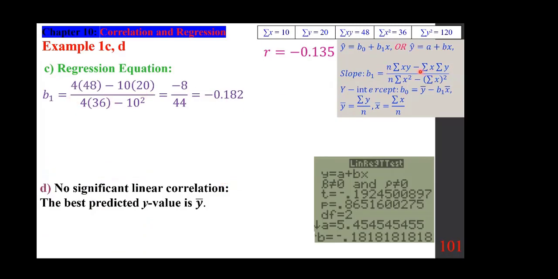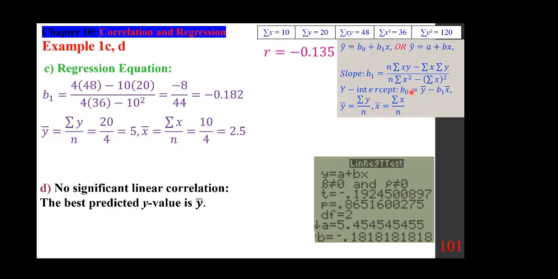n is 4, summation of x, y is 48, and so on and so forth. Here's b sub 1. Now, what about b sub 0? Take a look at the formula for b sub 0. For b sub 0, we need y bar. We also need x bar before we move on. y bar is summation of y over n. We already have summation of y, and there's a total of 4. Same thing for x, summation of x over n. Let's calculate those. So y bar becomes 5, x bar becomes 2.5.